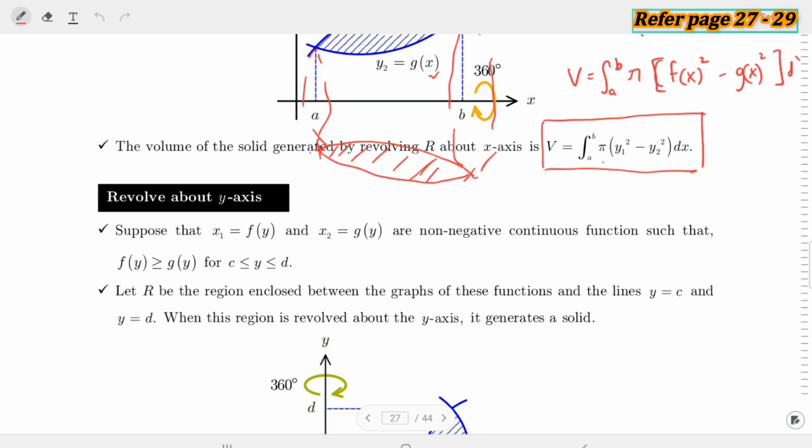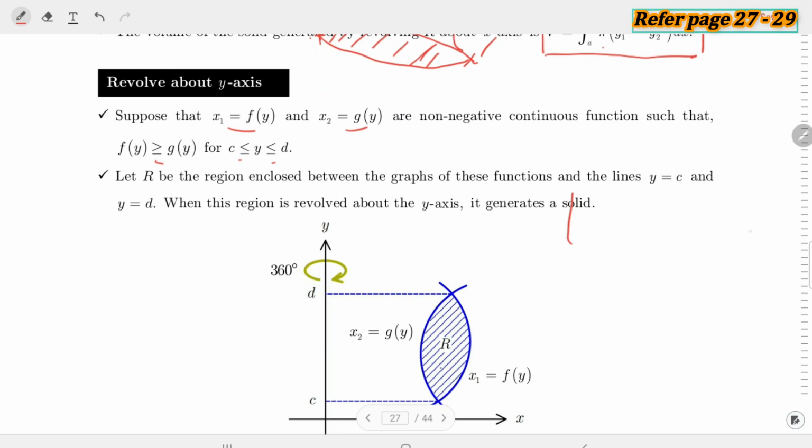Now we look at when the region is revolved about the y-axis. Suppose that x1 equals f(y) and x2 is a function g(y), non-negative continuous functions, such that, the same as above, f(y) is larger than g(y) for the limits from c to d on the y-axis. Let R be the region enclosed between the graphs of these functions and the lines y equals c and y equals d.